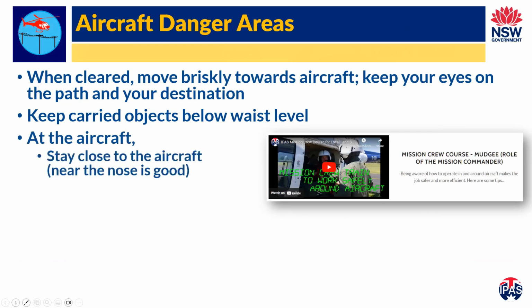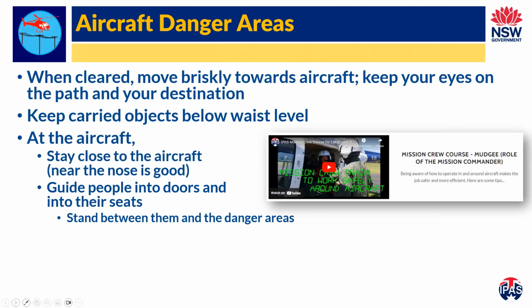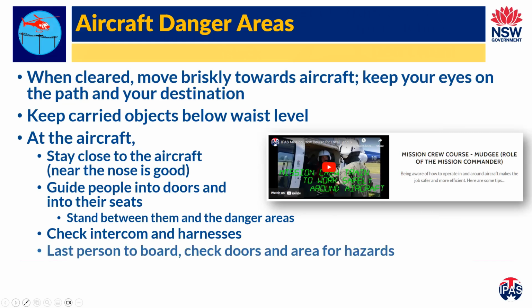Once you're at the aircraft, stay close to the aircraft. Near the nose is good. Normally, the mission commander or the team leader will guide the observers into the doors and into their seats and assist them if necessary to do up the harnesses. Stand between yourself and the danger area, the danger area being the tail rotor. Check the intercom and the harnesses.